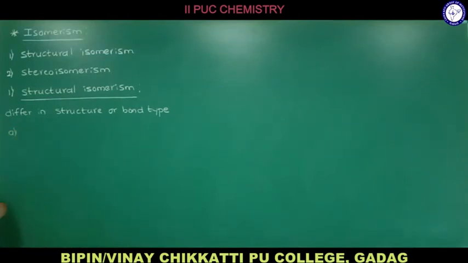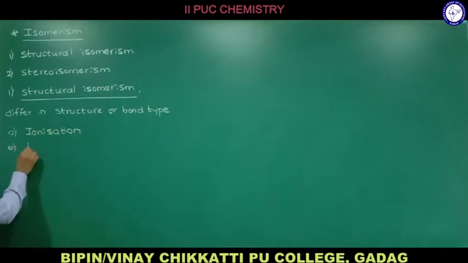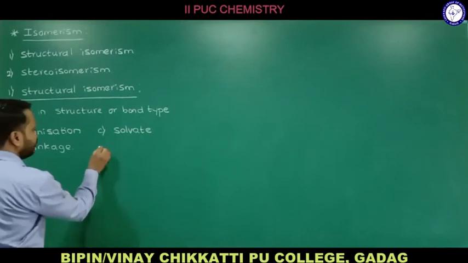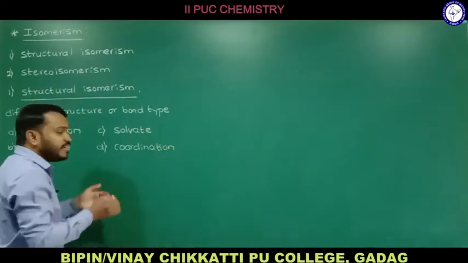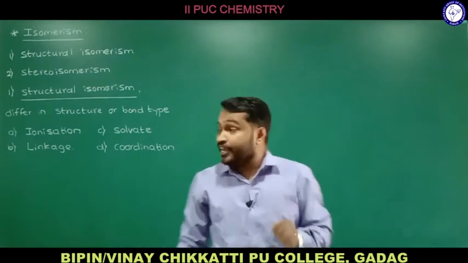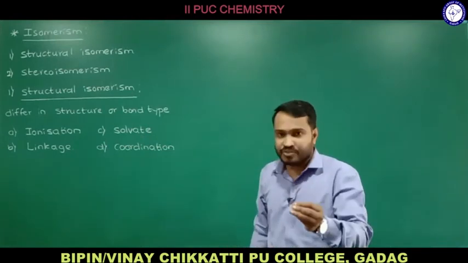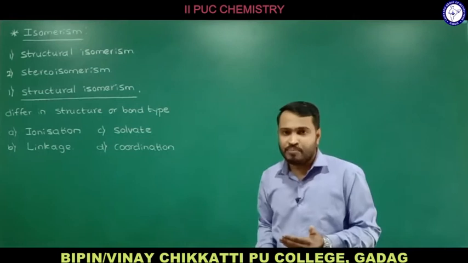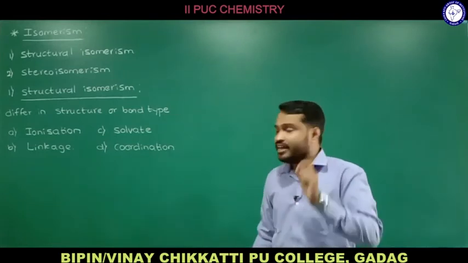Let me explain that. The first one is ionization isomerism, the second one is linkage isomerism, the third one is solvate or hydrate isomerism, and the fourth one is coordination isomerism. So we have 4 subtypes under the heading structural isomerism. In all these 4 types, ionization, linkage, solvate and coordination, the molecular formula will be the same, but the structure is going to be different, or I can say the bond type is going to be different. In what way the bond type is going to be different depends on the individual type of structural isomerism. Let me move with the first one, that is ionization isomerism.